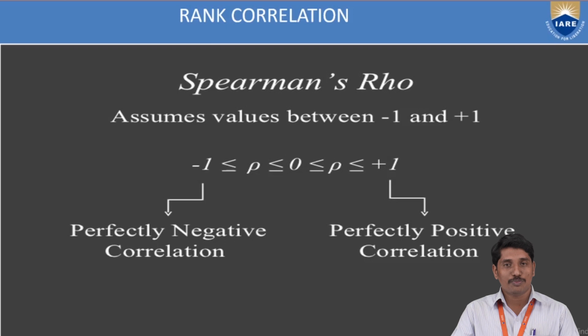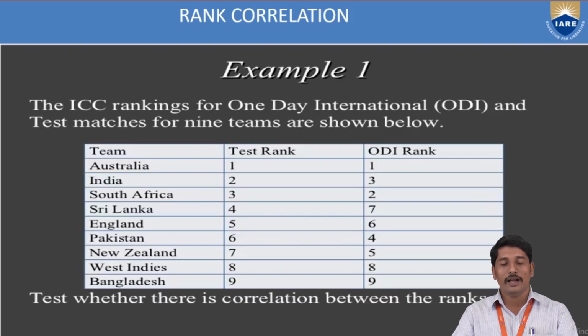If the value of rho is positive, then we'll conclude that x and y are positively correlated. If the value of rho is negative, that is, it ranges between -1 and 0, then we'll conclude that x and y are negatively correlated. Now let us take an example and look into the procedure of Spearman's calculation of correlation in detail.